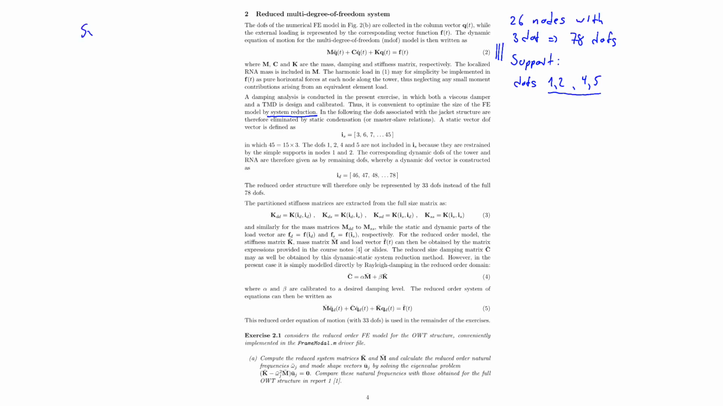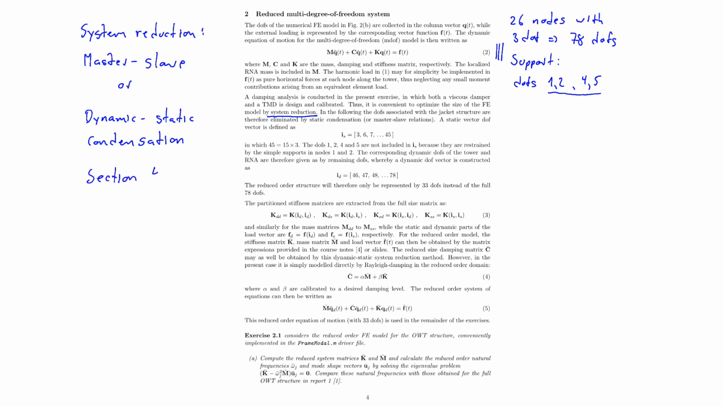And we're going to apply system reduction in the form of a so-called master-slave formulation, or a static condensation. And this is described in the course notes. More specifically, it is represented in section 4.5, and in particular it's 4.5.1 plus 4.5.2. So visit these two sections in the course notes, and basically all the math you need is available there.